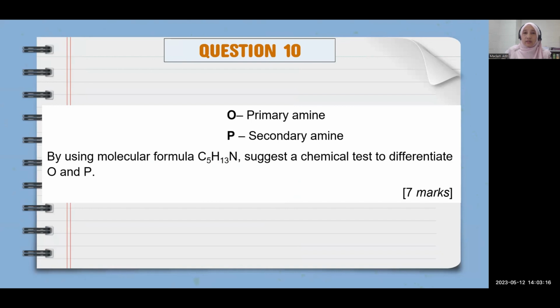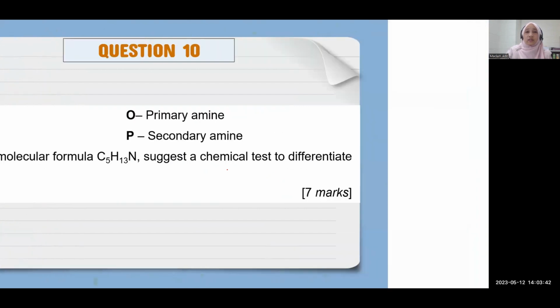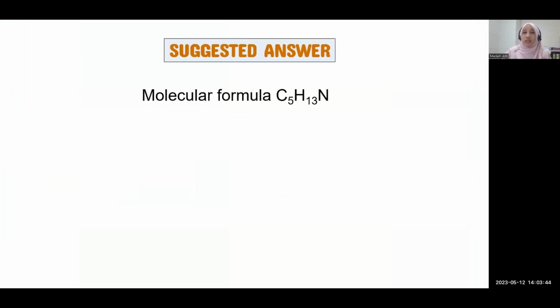In this question, there are a few things that we need to do first before we can go to the focus of this question, which is the chemical test. The question asks you to suggest a chemical test, but before we can do that, we must first construct O and P based on the molecular formula given.